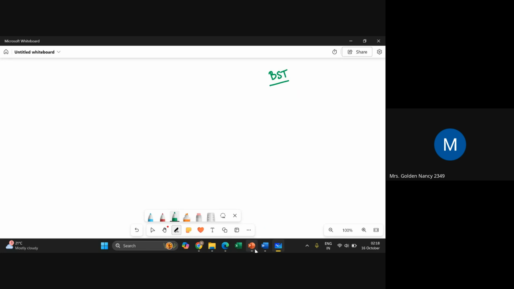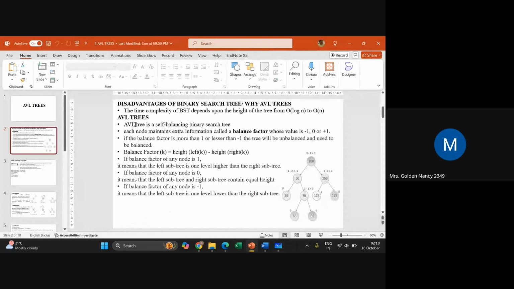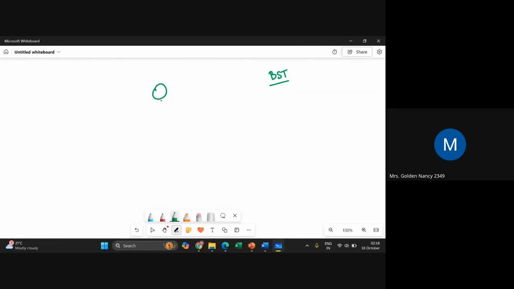So we'll see with the PPT. The time complexity of a binary search tree depends upon the height of the tree. So if this tree keeps on increasing in a binary search tree, the time complexity of searching increases. For example, now we have drawn a diagram, right? So it keeps on increasing in this way.